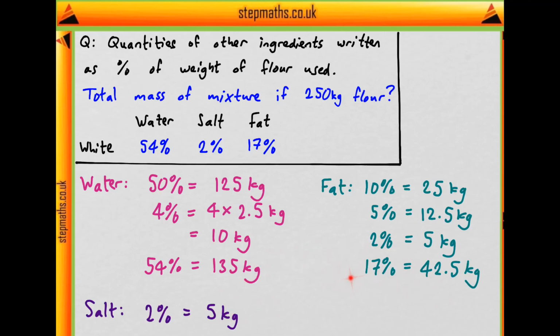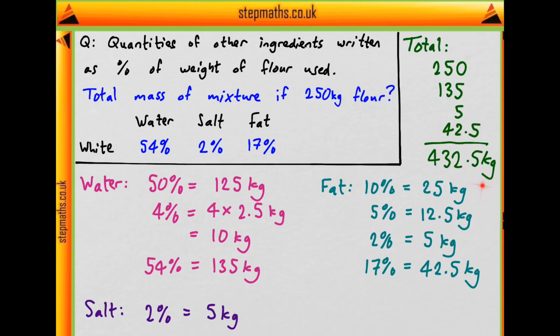Let's now add them up. So let's not forget the 250 of flour to start with. Then we have 135 of water, 5 of salt, then 42.5 of fat. So what's the sum of these? Well, 250 plus 135 is 385. 385 plus 5 is 390. 390 plus 42.5 is 432.5 kilograms. So we're making a lot of bread from this, but this is our final answer, which corresponds to B on the question paper.